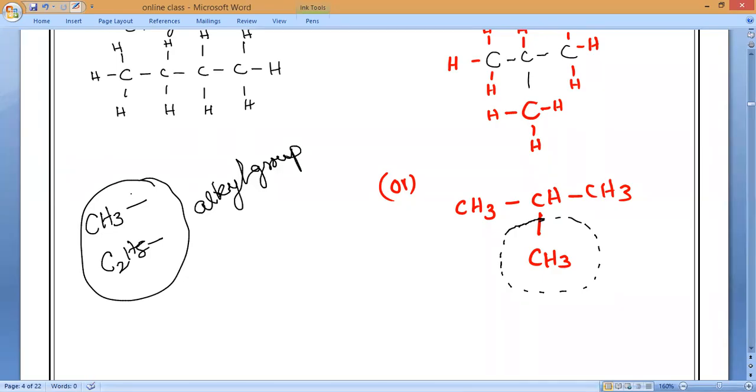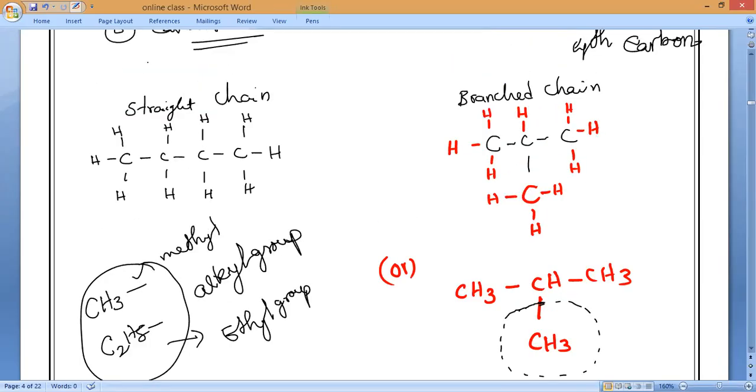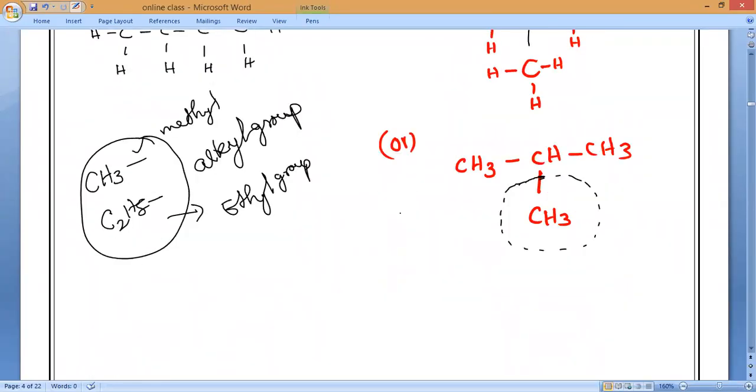In that, the first one is called what? Methyl group. The second one is called ethyl group. Understanding? If you want, you can get more also, but in class 10th you only get methyl. So wherever you get a branched chain like this, CH3, that is called methyl. Okay.